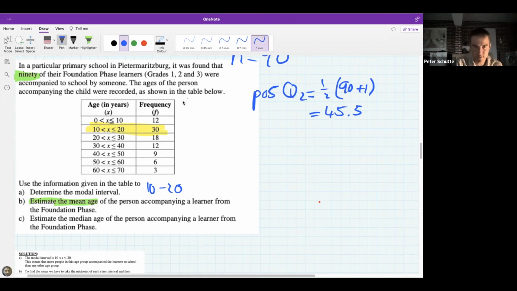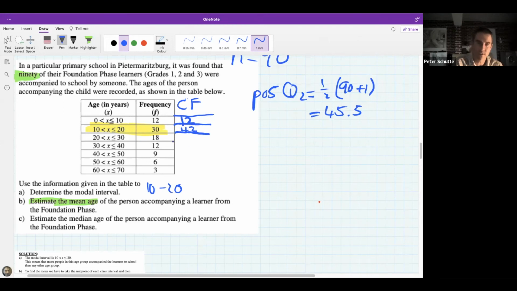I think it's easier to just have a cumulative frequency column that you add on to keep track of how far you are. So basically I've got 12 items in the first interval. If I then go to the second interval, if I include the 30 that occur in the second, I've got up to the 42nd position. Now, 42 is not the position that I want. I'm interested in the interval that contains the 45th position.